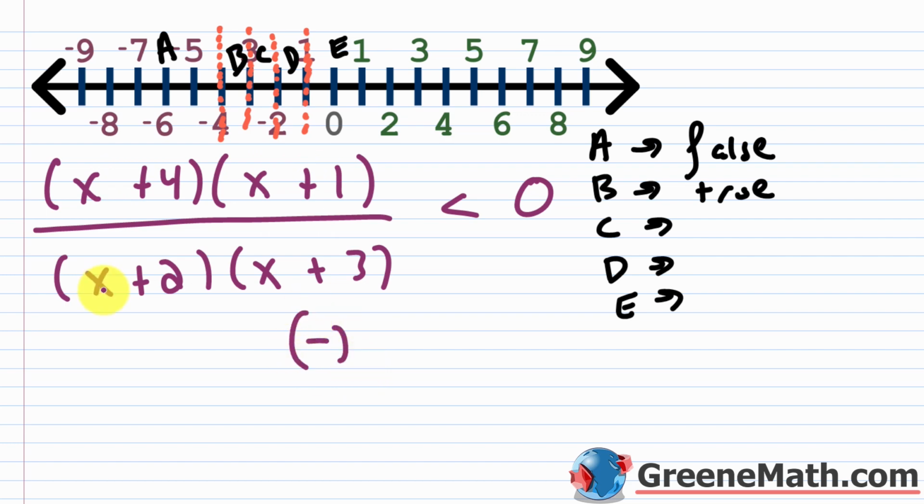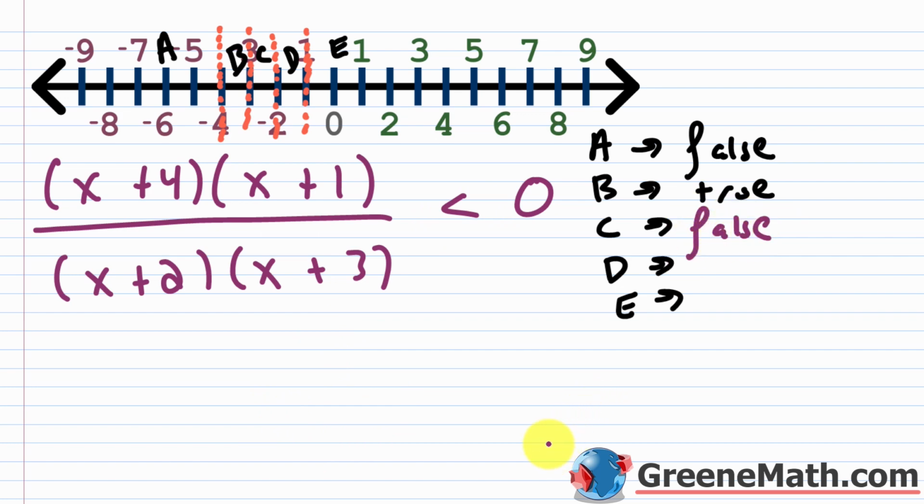And then down here, negative 2.5 plus 2 is a negative. It would be a negative 0.5. And then negative 2.5 plus 3 would be a positive, right? So negative basically over negative, which is positive. And a positive is not less than 0, so this is false. Okay, let's look at D.